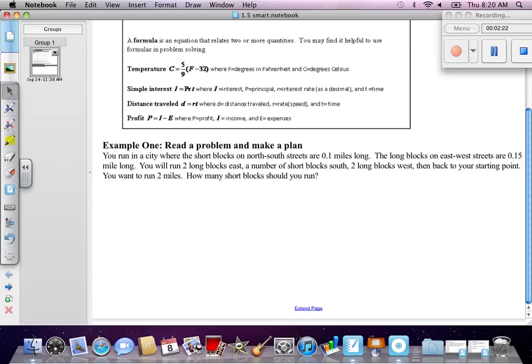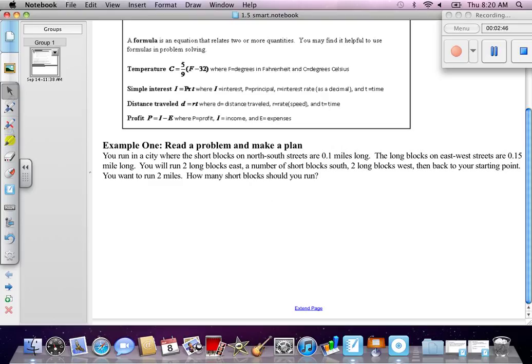Okay. You run in a city where the short blocks on the North Street are 0.1 miles long. The long blocks east to west are 0.15 miles long. You run 2 blocks east, a number of short blocks south, 2 blocks west, then back to your starting point. You want to run 2 miles. How many short blocks do you need to run to give you 2 miles?